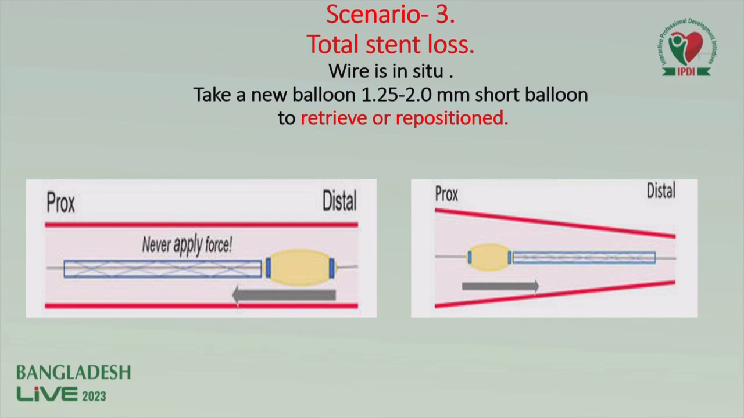This is the total stent loss, where the stent balloon is totally lost and only the wire is still inside. In that circumstance, we can reposition the stent by putting a smaller 1.5 millimeter balloon proximal to the stent and then pushing it distally. Or the same balloon, like a 1.25 or 1.5 millimeter balloon, a smaller balloon of 6 or 8 millimeter length, is pushed distally beyond the stent, then inflated at 3 to 4 atmospheres, then pulled back to retrieve the stent.